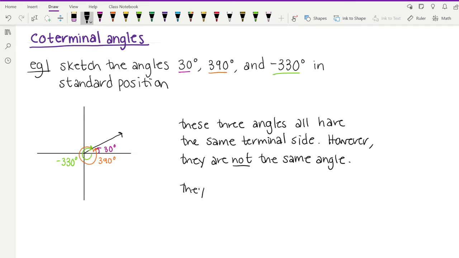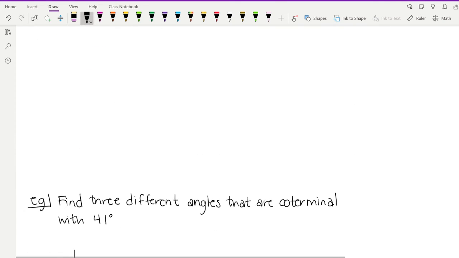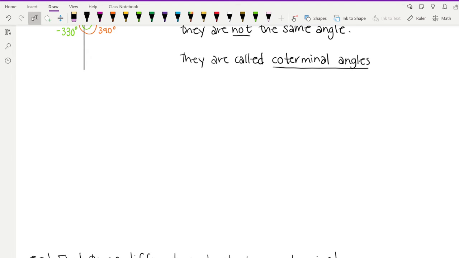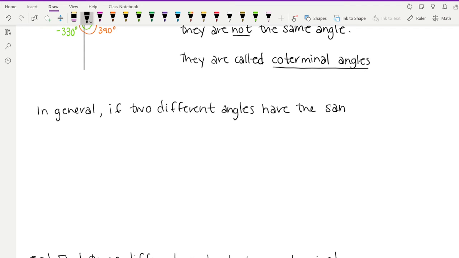So what these angles are called is coterminal angles. And they're called that because they share the same terminal side, right? So coterminal, same terminal side. So we're now going to focus on coterminal angles in general. So in general, if two different angles have the same terminal side, they are called coterminal angles.